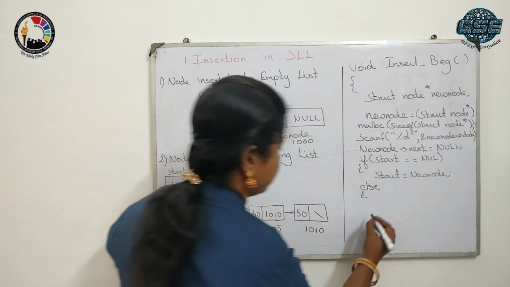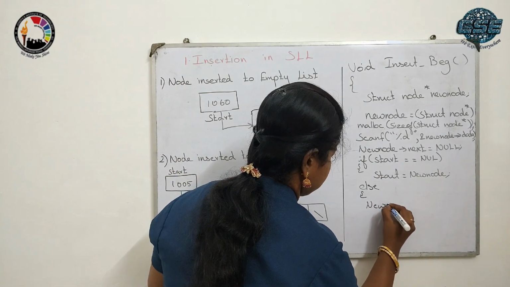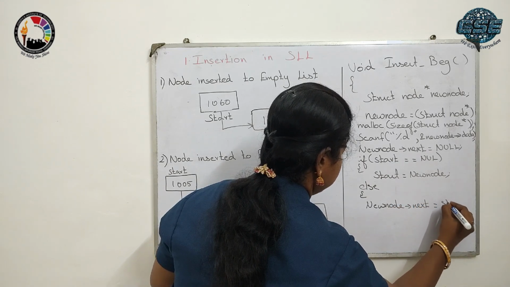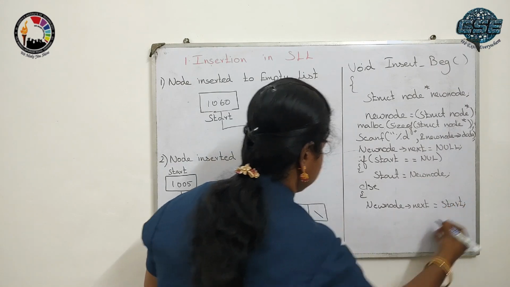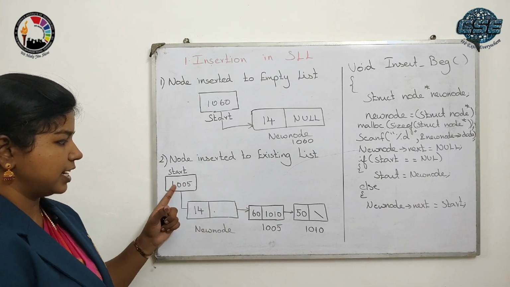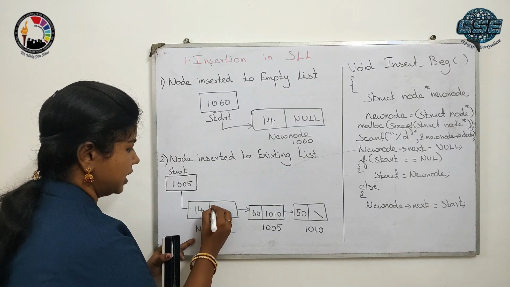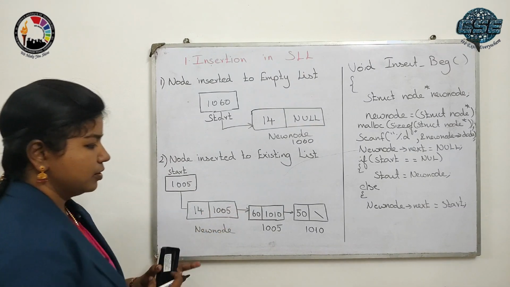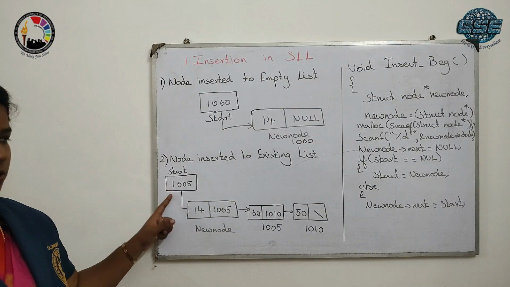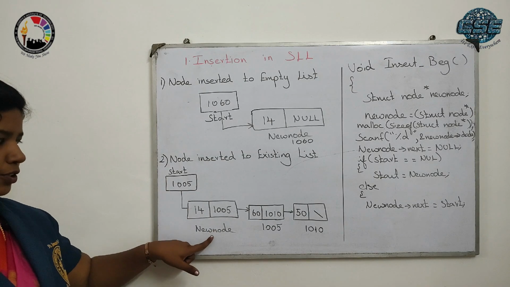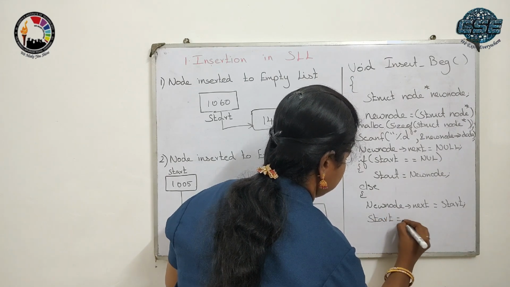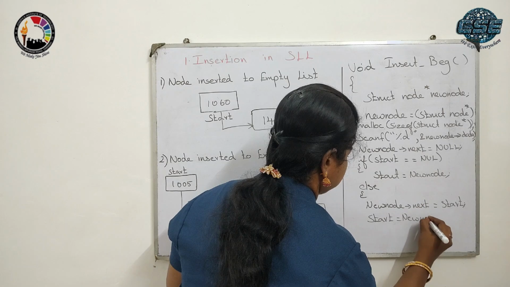So you can write it as new node of next is equal to start. If you write new node of next is equal to start, the start value is 1005, so the new node of next will get the address 1005. So now this node and this node are connected. Now we have to change the address of start also. The start should get the address of your new node. So you have to write start is equal to new node.